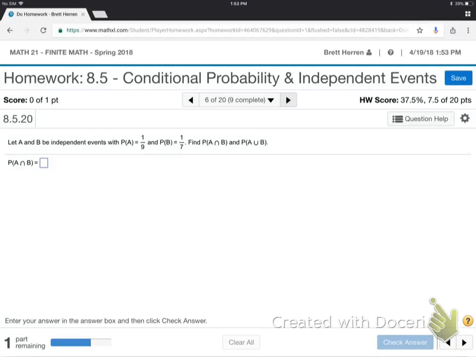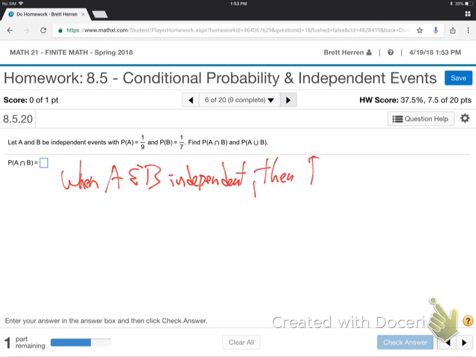So A and B, let A and B be independent, and so on. Basically, here's a special rule you can put on your 3x5 card. When A and B are independent, then the probability of A overlap B is the probability of A times the probability of B. I want to explain that a little bit so it makes sense.